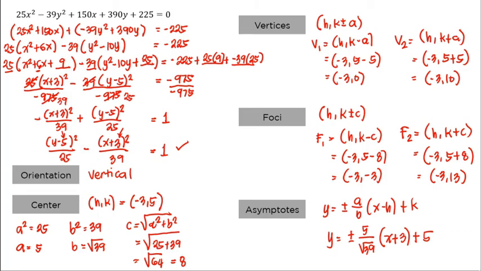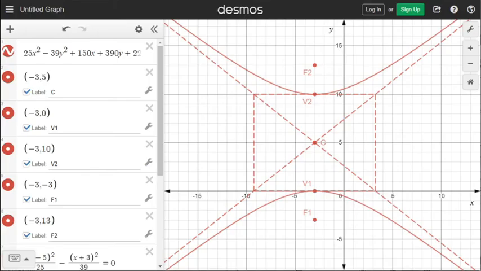And from that, we can now have the graph of this hyperbola, which looks like this one using Desmos. Okay, so that's it for the third equation.